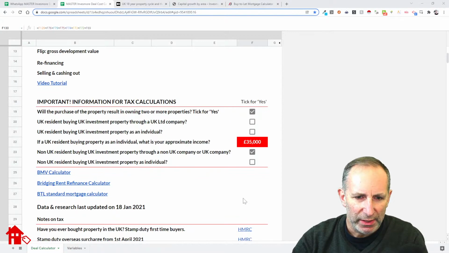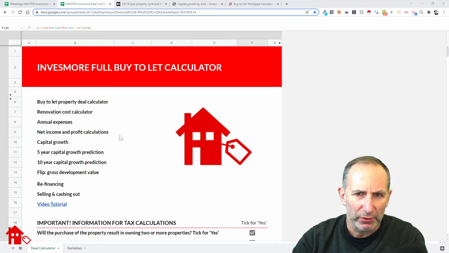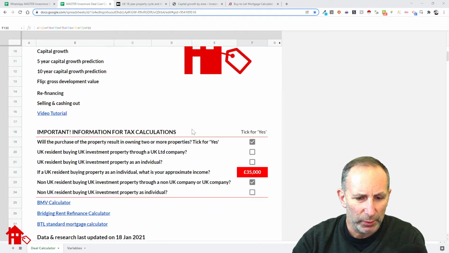The very first thing is I built this in Google Sheets, and there's a link below where you can take a copy of it if you want.